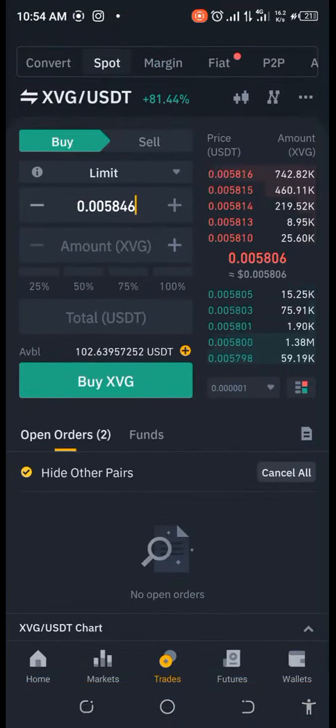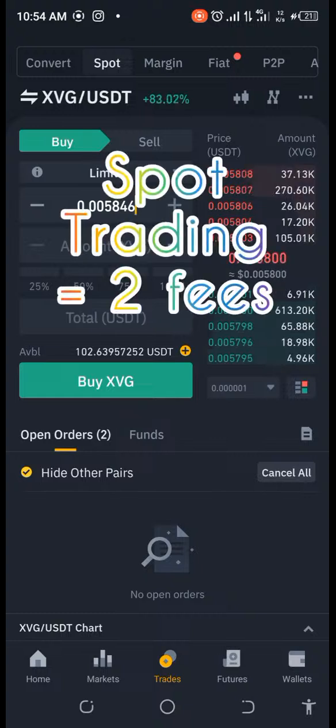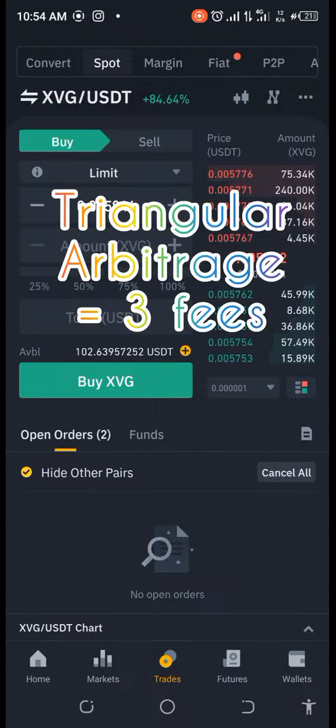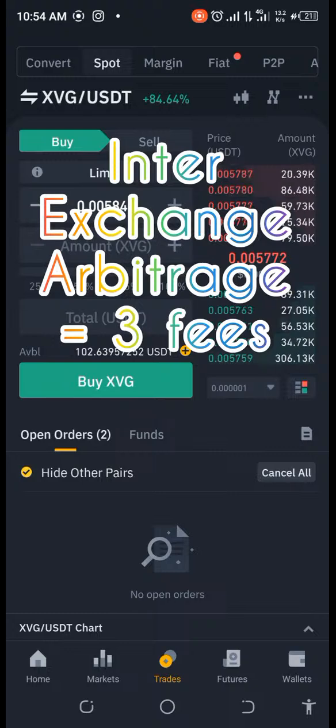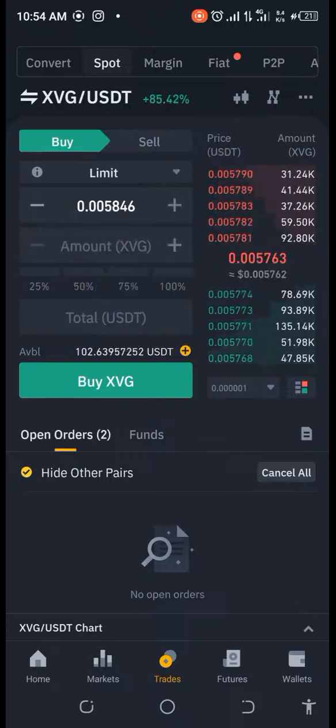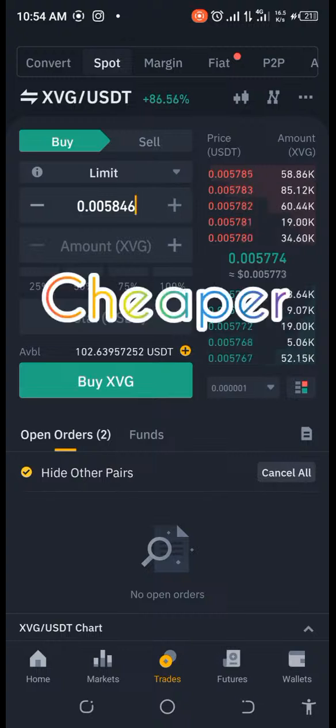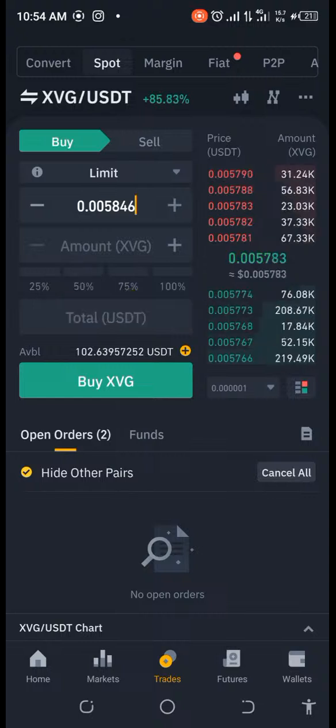And the good thing about it is that when you're doing spot trading, you only have two trading fees to pay. If you're doing triangular arbitrage, you've got three trading fees to pay. If you're doing inter-exchange arbitrage, you're going to have two trading fees to pay and one transfer fee. That means you're going to have three different sets of fees. So just look at it. In spot trading, you'd have two trading fees to pay. In triangular arbitrage, you have three. And inter-exchange arbitrage, you also have three. So this is actually much, much cheaper to execute in terms of the fees that go into it.